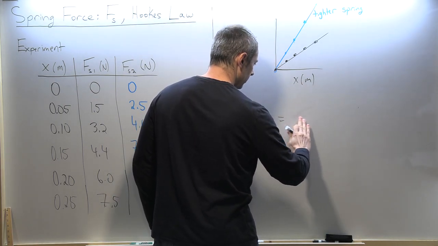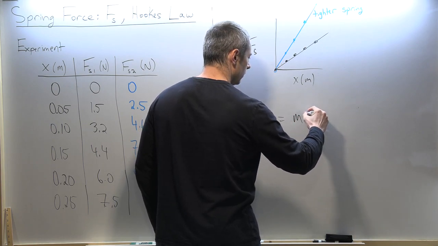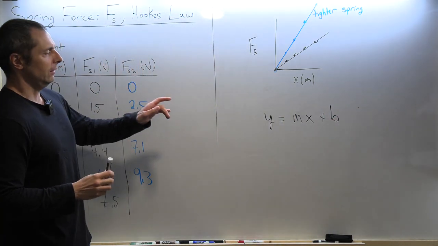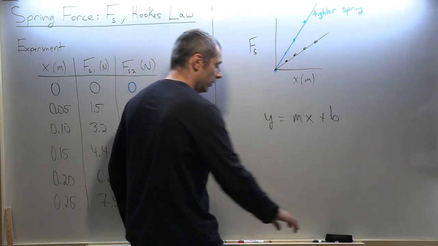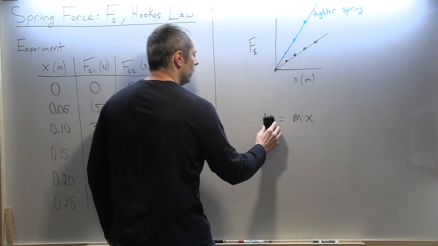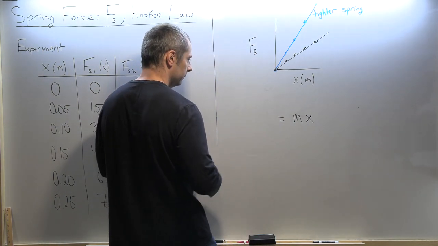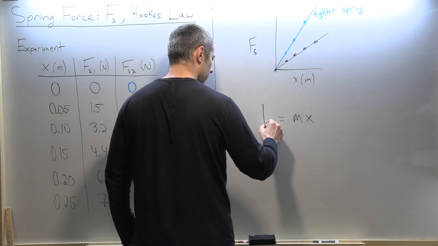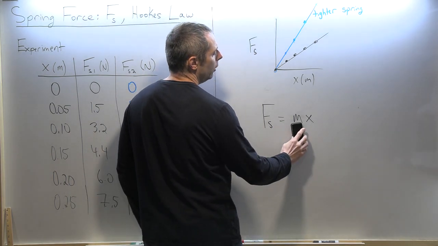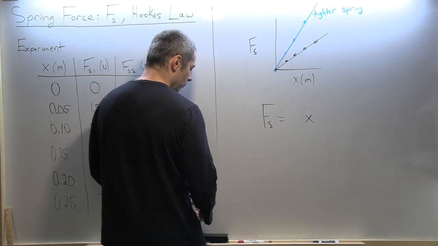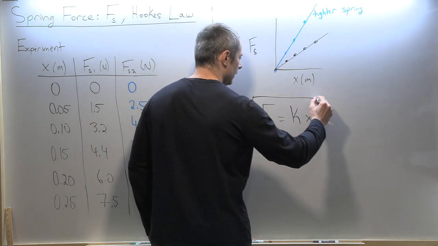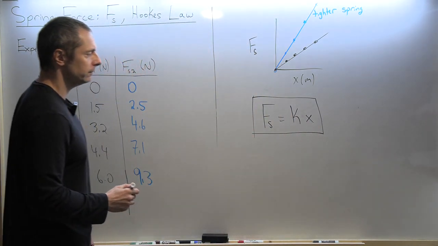Okay. So the first thing, the line passes through the origin, so we can get rid of this, and our equation has that form. What do we have on the y-axis? Well, we have the spring force. And then the slope, we use the symbol k when it comes to spring forces. So there is the equation for the spring force.